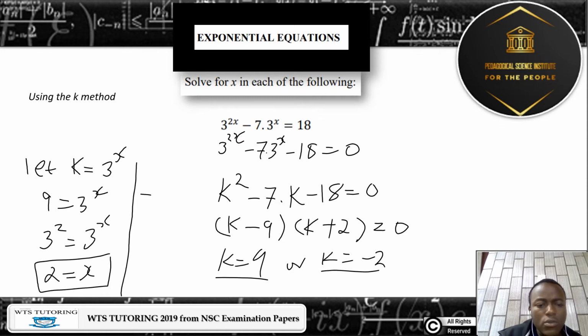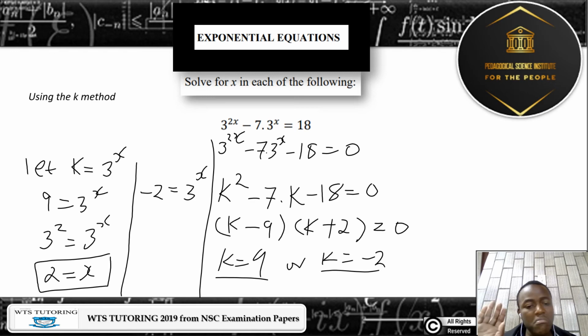Or I can go and substitute minus 2 is equal to 3 exponent x. Then we see there's no way minus 2 can be written with a base of 3. So let's forget about it. There's no answer that side. So x equals no solution, not applicable. So our x is 2 only. Then our x will be 2. Okay.